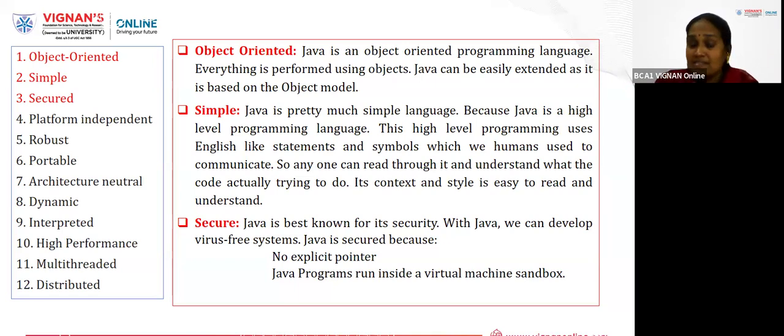And it is a secure language as well. I already said that since Java is an object-oriented programming language, it mainly concentrates on data, not on algorithm. So it provides more security to the data, since the data is present locally to the functions and locally to the objects.